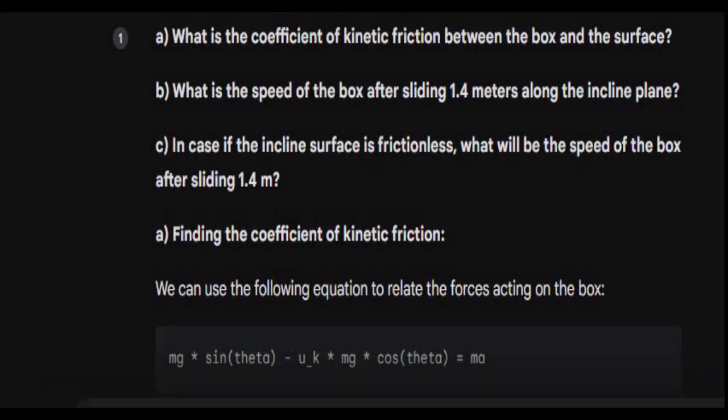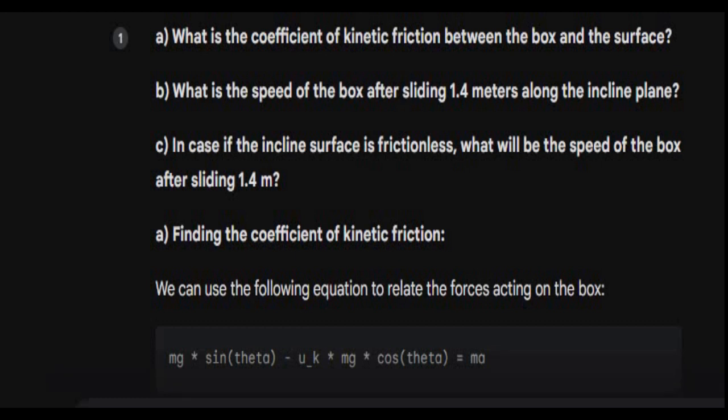A. What is the coefficient of kinetic friction between the box and the surface? B. What is the speed of the box after sliding 1.4 meters along the incline plane? C. In case the inclined surface is frictionless, what will be the speed of the box after sliding 1.4 meters? A. Finding the coefficient of kinetic friction.